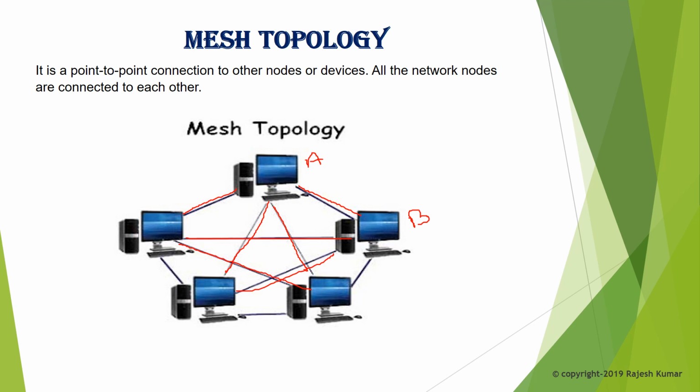I would like to explain that this type of topology is only used when there's very crucial data that you have to share in the network, and also when the privacy of the data matters.